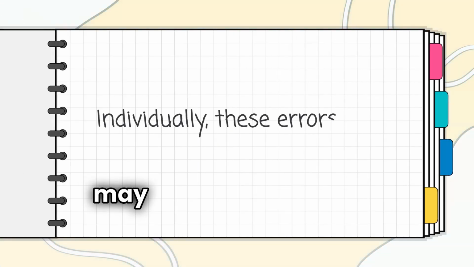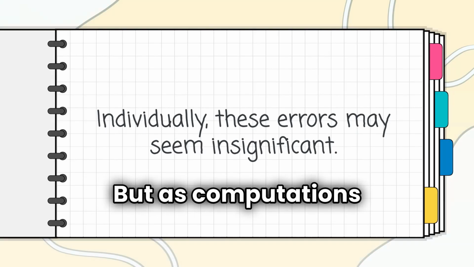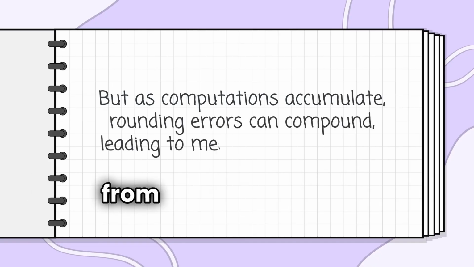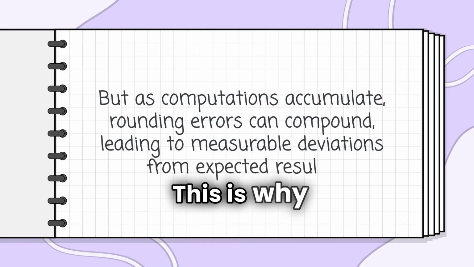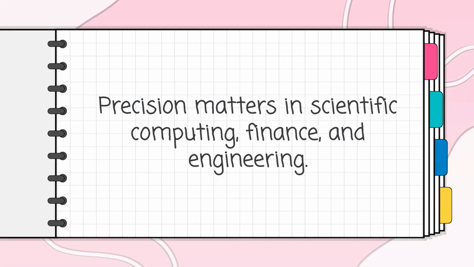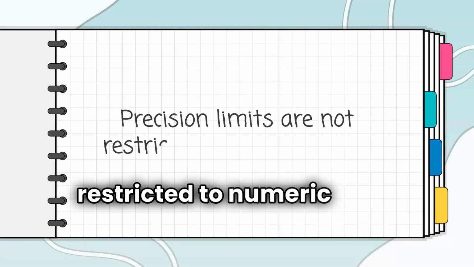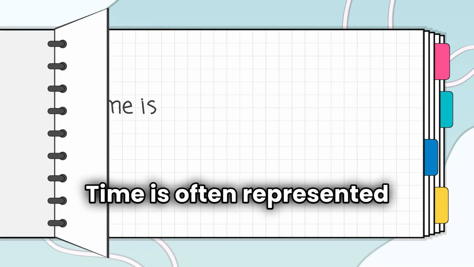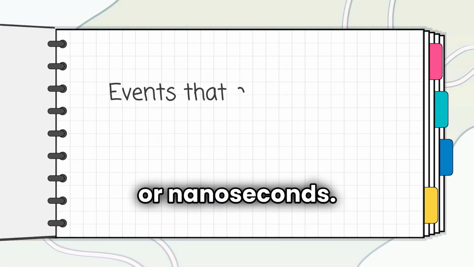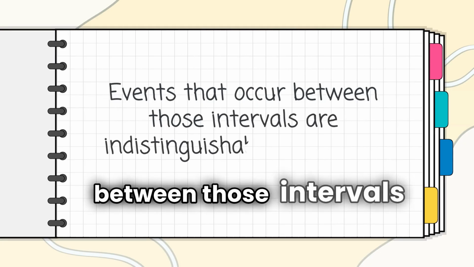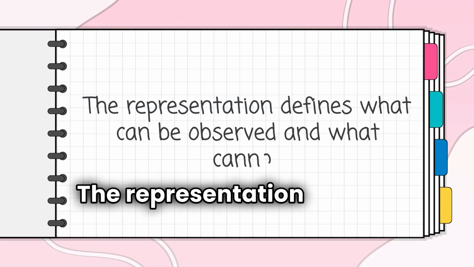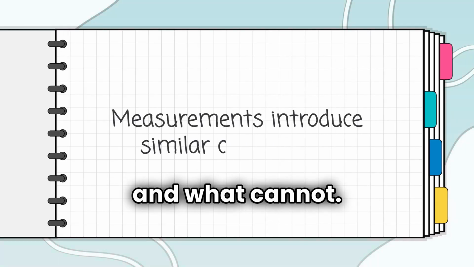Individually, these errors may seem insignificant, but as computations accumulate, rounding errors can compound, leading to measurable deviations from expected results. This is why precision matters in scientific computing, finance, and engineering. Precision limits are not restricted to numeric data. Time is often represented using timestamps with fixed resolution, such as milliseconds or nanoseconds. Events that occur between those intervals are indistinguishable within the data. The representation defines what can be observed and what cannot.